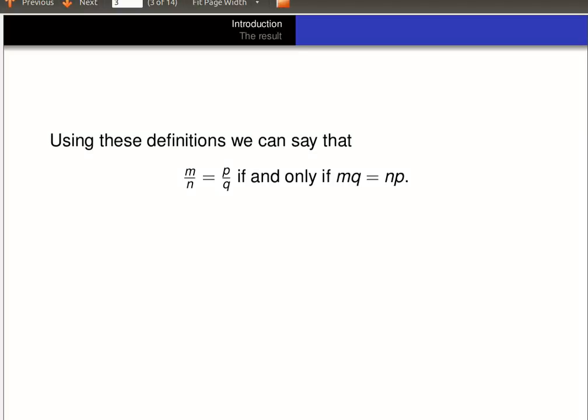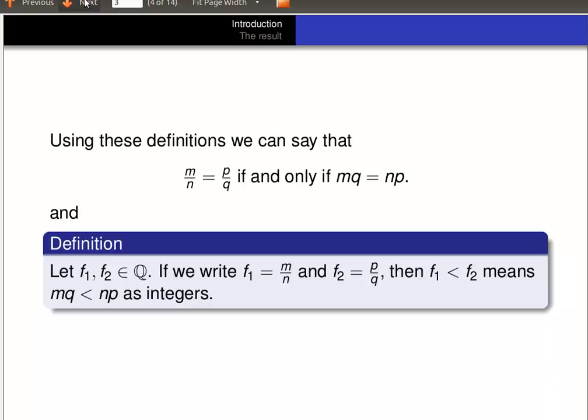Using these definitions, we can define equality of rational numbers as m over n is equal to p over q if and only if m times q is equal to n times p. So each rational number represents an infinitely large set of fractions, and according to our definition of equivalent fractions, if we define equality of rational numbers this way, then we exactly get what we would expect, that the infinitely large set of fractions that is denoted by m over n is equal to the infinitely large set of fractions that is denoted by p over q. So that's our definition of equality on the rational numbers.